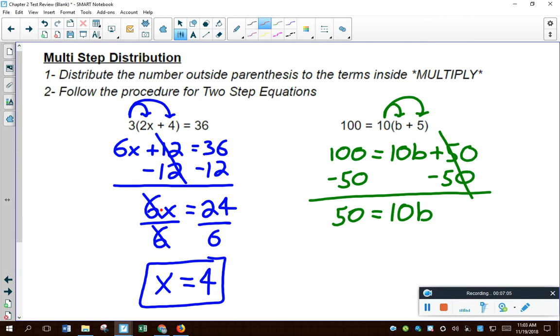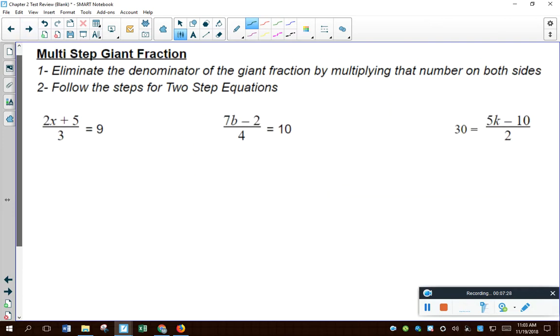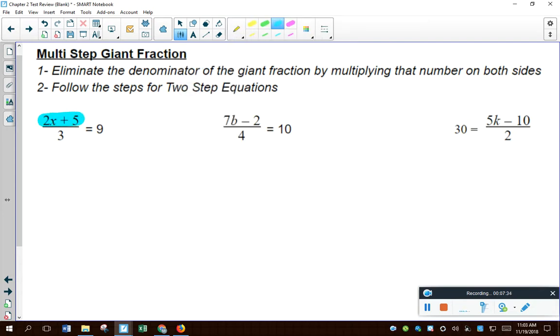Remember, just like in the previous equation, this is 10 times b, so I'm going to use the inverse of division. My 10's will cancel, and we're left with b equals 50 divided by 10 is 5. Moving on to our next section. We have multi-step equations, but with giant fractions.